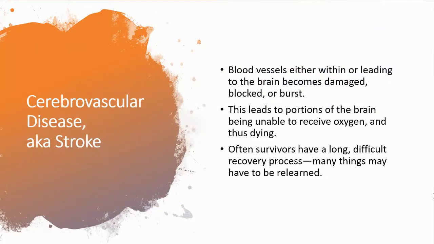When we look at cerebrovascular diseases, these are also known as strokes. Whereas in cardiovascular disease, you see the coronary arteries being damaged and the blood going to the heart is reduced, this is similar, except that the blood going to the brain now is reduced. And so what happens is portions of the brain are unable to receive the oxygen and nutrients they need and then begin dying. Survivors of cerebrovascular disease often have a long recovery in front of them. Many things have to be learned if those areas of the brain were damaged.